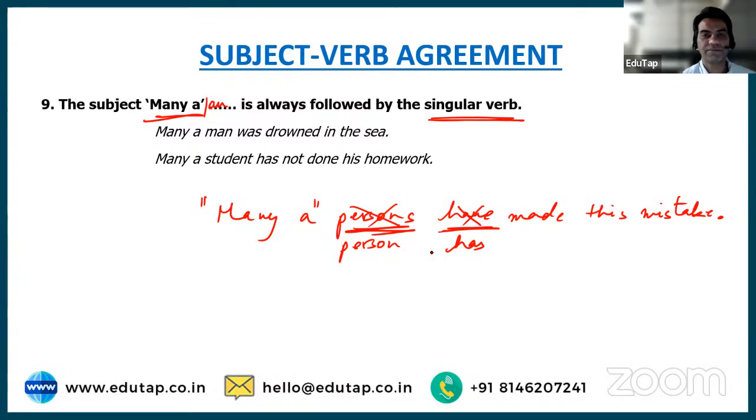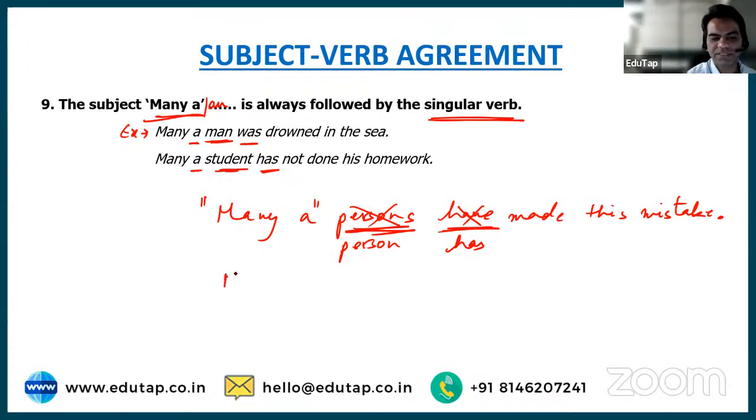So this is a rule that we may not have come across up till now, right? So many a, see, if a was not there in this example number one, we had to use many men were drowned in the sea. But if we have used a with many, we have to keep the noun singular as well as the verb singular. So many a man was drowned in the sea. Many a student has not done his homework.